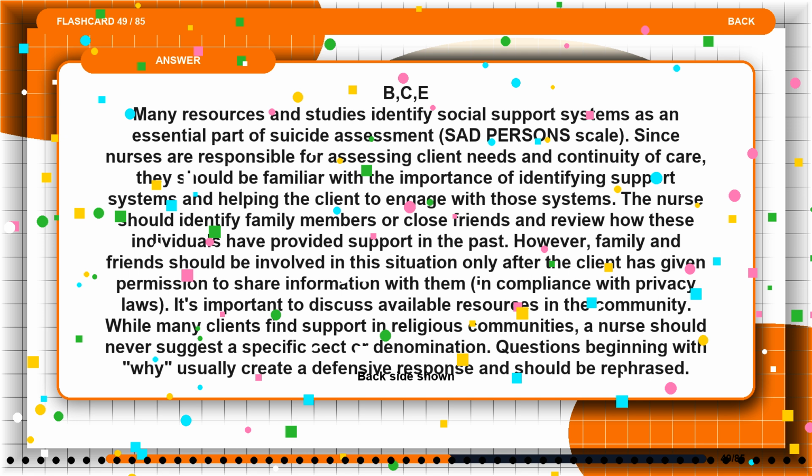The nurse should identify family members or close friends and review how these individuals have provided support in the past. However, family and friends should be involved in this situation only after the client has given permission to share information with them in compliance with privacy laws. It's important to discuss available resources in the community. While many clients find support in religious communities, a nurse should never suggest a specific sect or denomination. Questions beginning with why usually create a defensive response and should be rephrased.